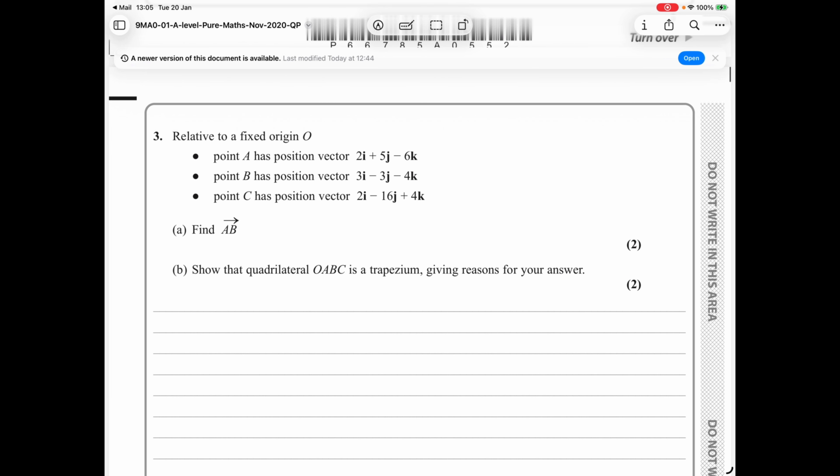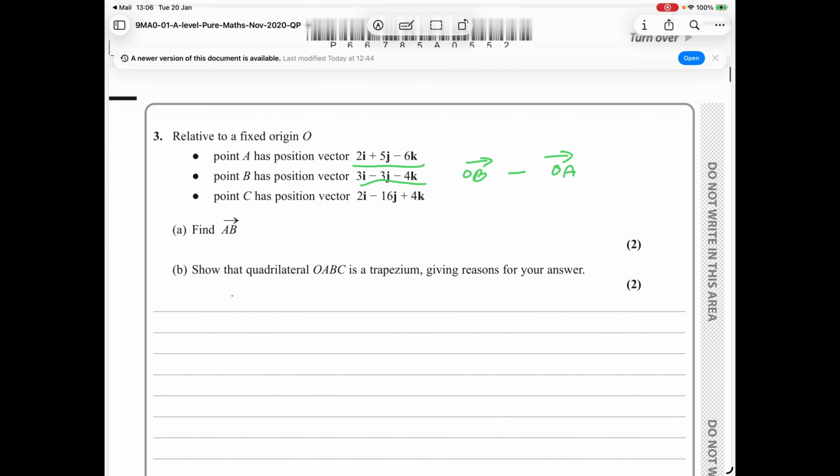Relative to a fixed point O, point A has a position vector of 2i plus 5j, point B has that one, and point C has that one. So that means that they are all in 3D. Now, I've got to find out what AB is. So we know that AB will equal OB, which is this one, minus OA, which is that one.